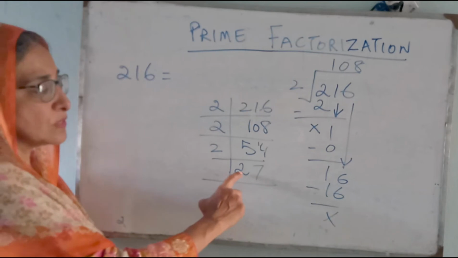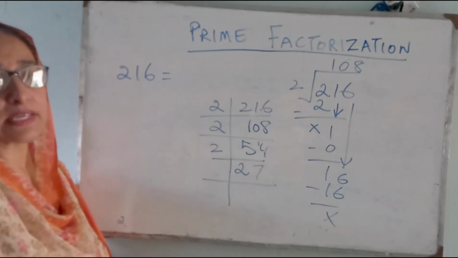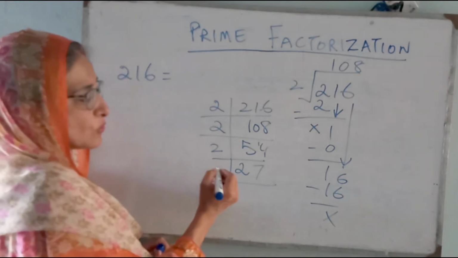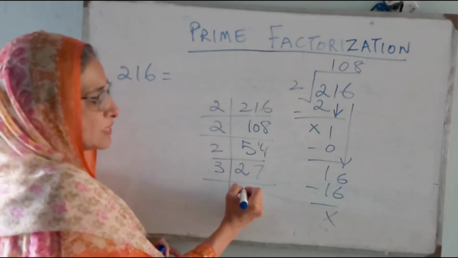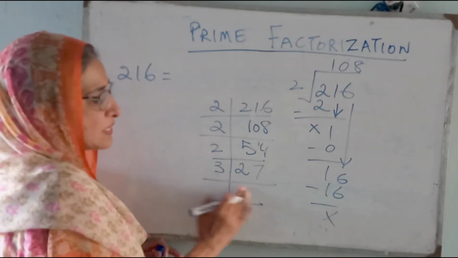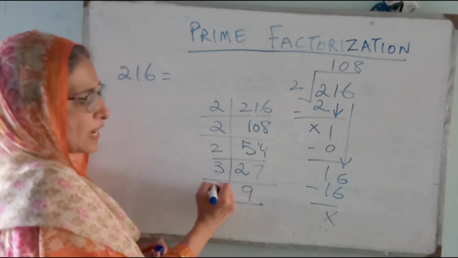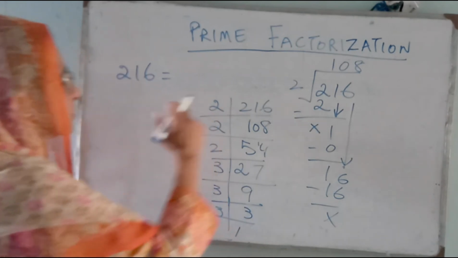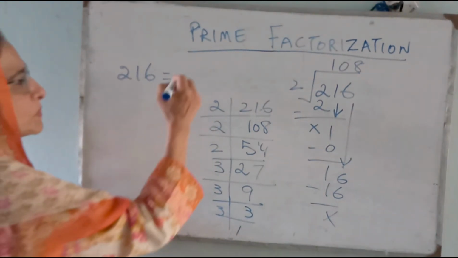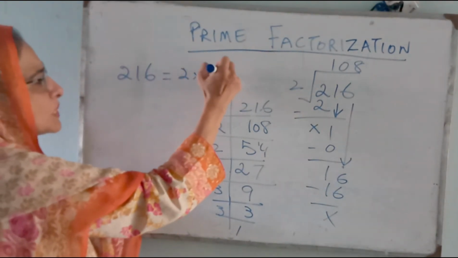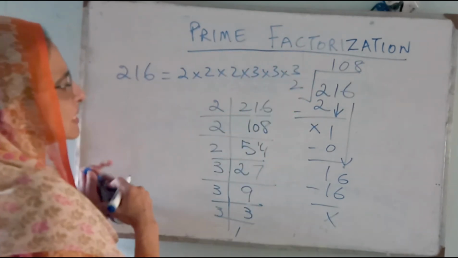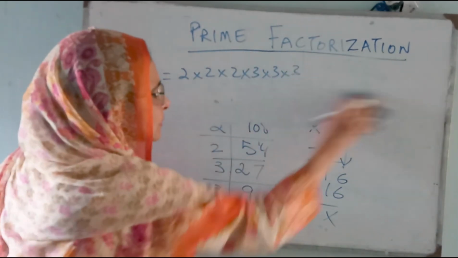What about 3? 2 plus 7 is 9. So 9 comes in the table of 3, so this 27 is also going to come in the table of 3. So 3 9s are 27, and 3 3s are 9, and 3 1s are 3. So the factors of 216 will be 2 multiplied by 2 multiplied by 2 multiplied by 3 multiplied by 3 multiplied by 3. So these are the factors of 216.